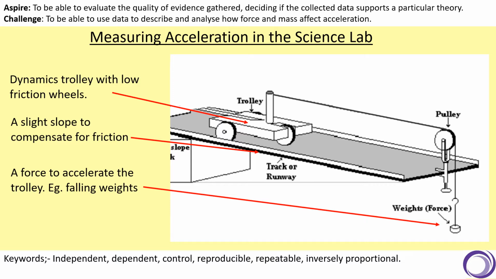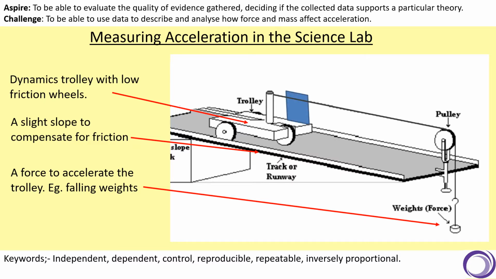We then need some sort of force to accelerate it. Now you could use, say, springs for example, or something like that, but that is quite difficult to measure the amount of force. If we hang over some weights on a piece of string, we can calculate that force in newtons by using weight equals mass times gravity. So we can find the number of newtons that gravity is pulling down with, and then we can vary it by adding different numbers of weights on there.